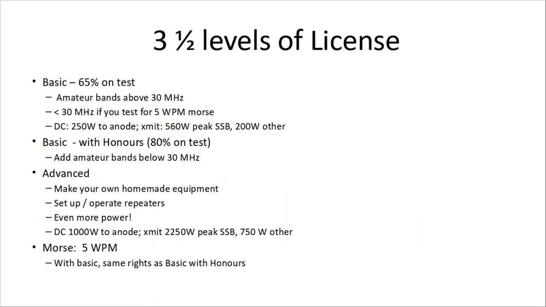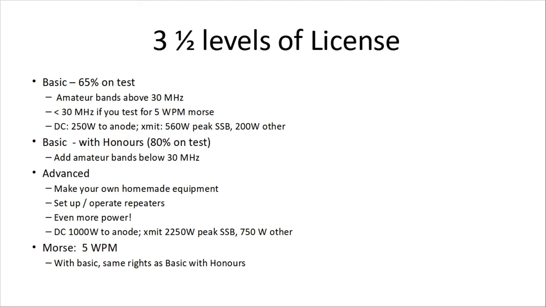There are 3.5 levels of license in Canada. The slide is wrong. You have to get 70% on the test. Now, this allows you in the amateur bands above 30 megahertz. Below 30 megahertz, you're allowed on a basic license if you take the further step of learning Morse code, which ham people call CW. And you have to get up to 5 words per minute on your Morse code, sending and receiving. You've also got power limits.